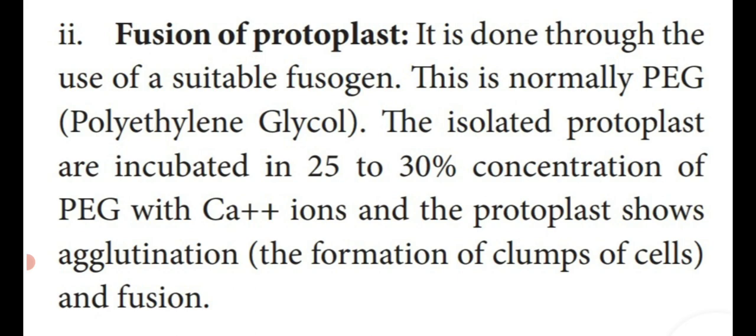So what we have to do? We are using the fusogenic agent. We incubate the isolated protoplast in 25 to 30% of polyethylene glycol along with calcium ions. The protoplasts show formation of clumps of cells and fusion takes place. That is known as fusion of protoplast.